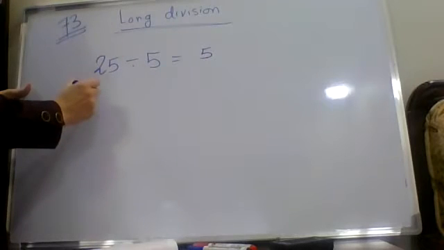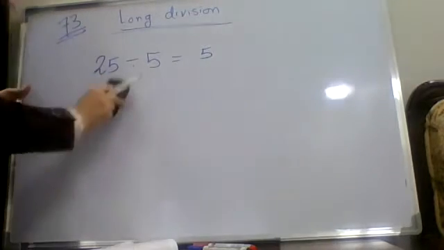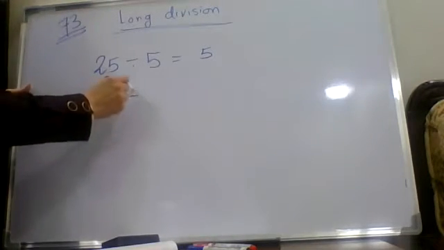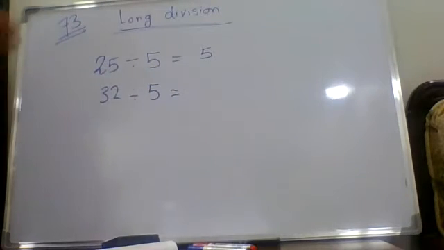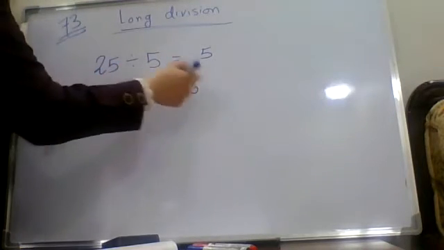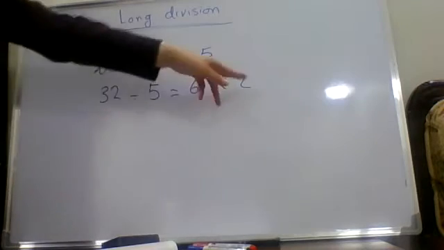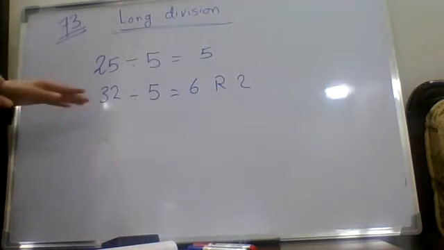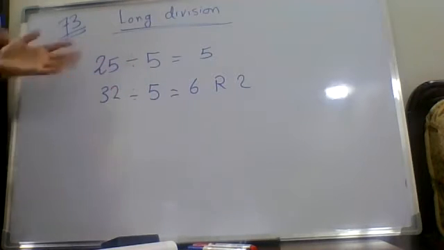If they ask you about 32 divided by 5, it's not on the 5 times table, but you can find a number closer to it. So you have 6, and then you have a remainder, which is 2. Since you can find it on the times table for this number, it's very easy for us.